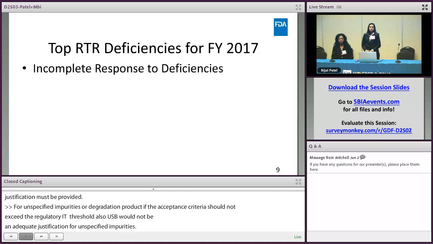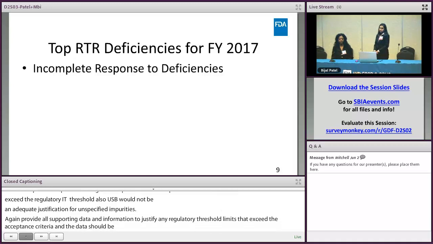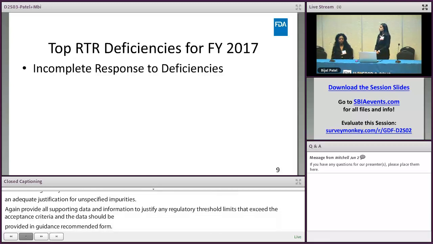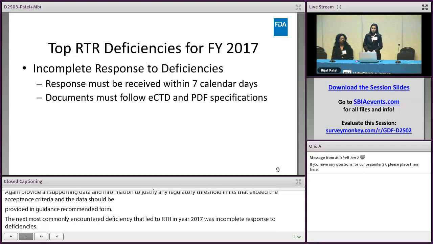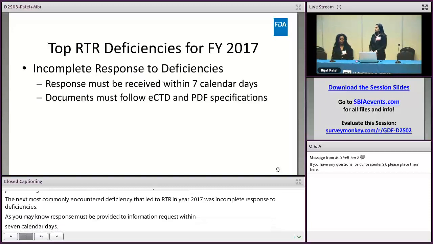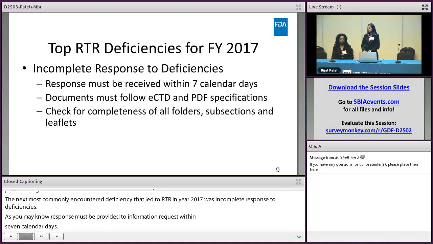The next most commonly encountered deficiency that led to RTR in year 2017 was incomplete response to deficiencies. So as you may know, response must be provided to information requests within 7 calendar days. All deficiencies should be addressed accurately and completely, and the documents must follow eCTD and PDF specifications as per the guidance.